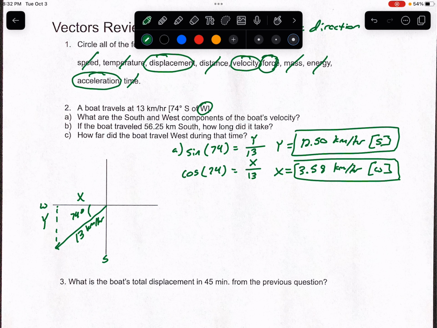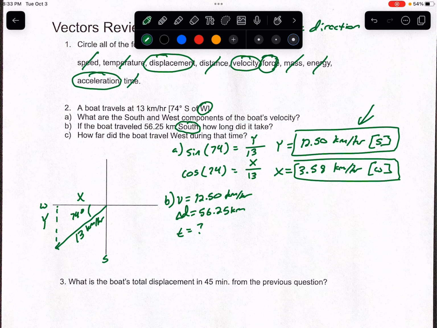Part B: if the boat traveled 56.25 kilometers south, how long did it take? Remember we talked about, if we're not doing SOHCAHTOA or the Pythagorean theorem, we are doing V equals d over t: velocity, displacement, and time. My displacement is 56.25 kilometers, and it is going south, so that's a key thing. We're looking for time. The reason I circled that south is because I'm purely asking about going south, so you need to use the velocity that is only going south, and that is 12.50.